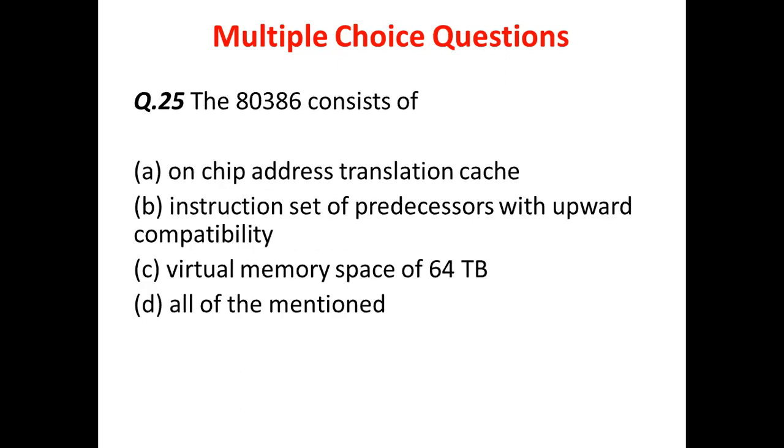The 80386DX consists of on-chip address translation cache, instruction set of the processor with upward compatibility, virtual memory space of 64 TB, or all of the above. So the answer is all of the above.